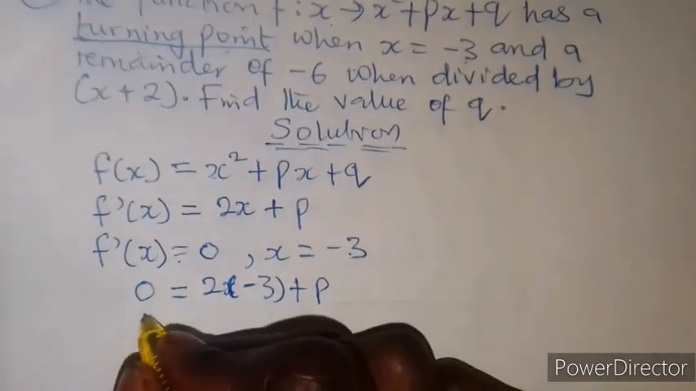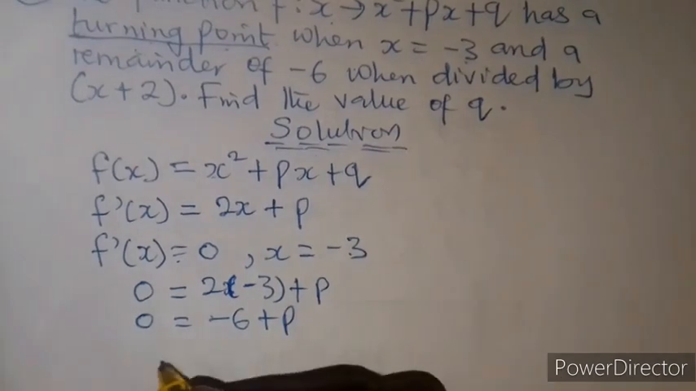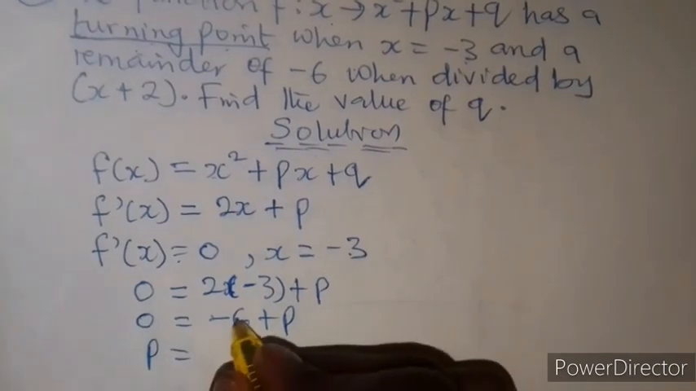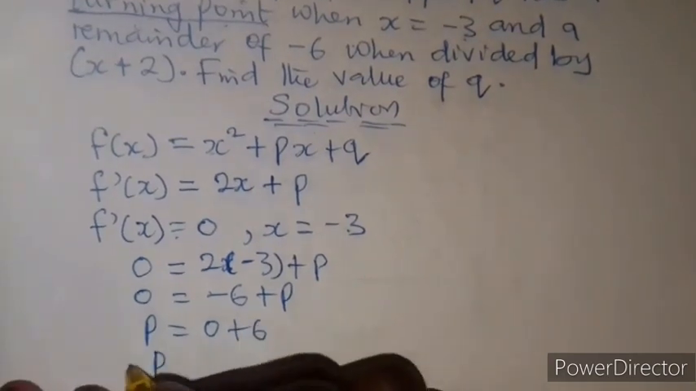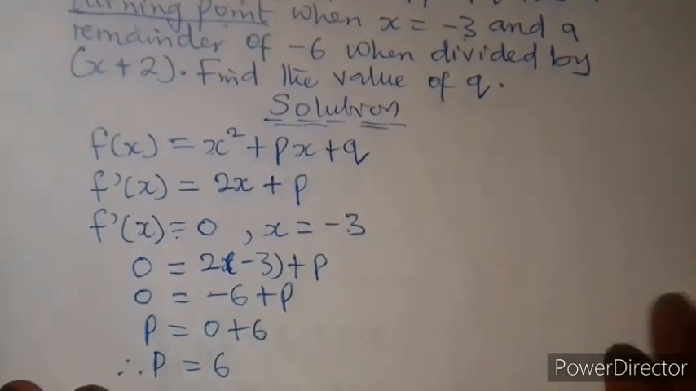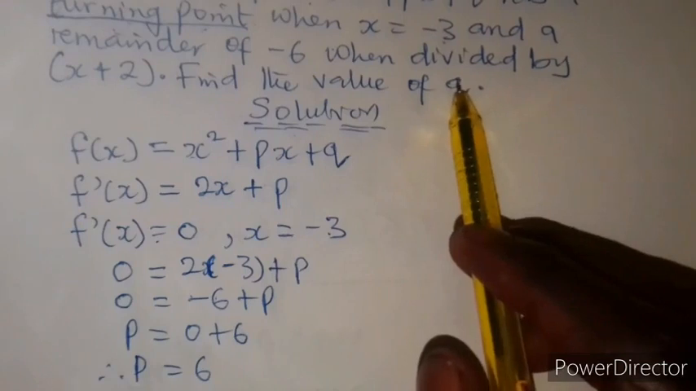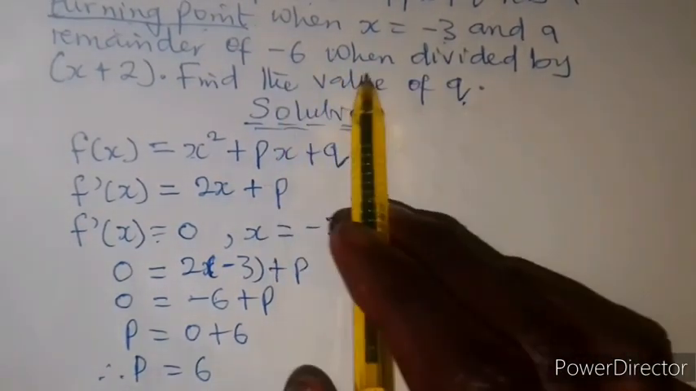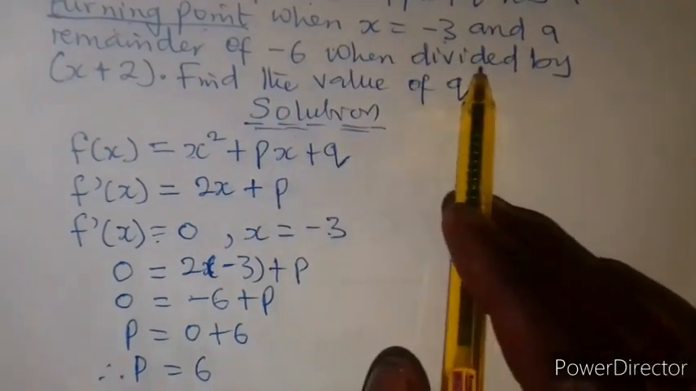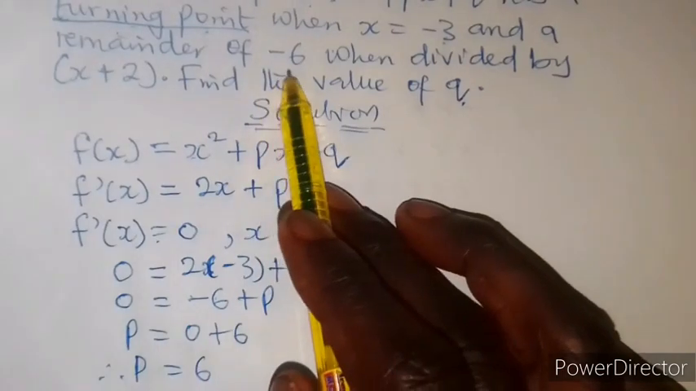Now if you multiply that, we are going to arrive at minus 6 plus p. This gives us the value for p as, we bring minus 6 to this side, it becomes 0 plus 6, and that will give us p, therefore, to be 6. Now, we are not asked to look for the value of p, but we needed to find the value of p so as to get q. And for us to get q, we need to come to this question again.